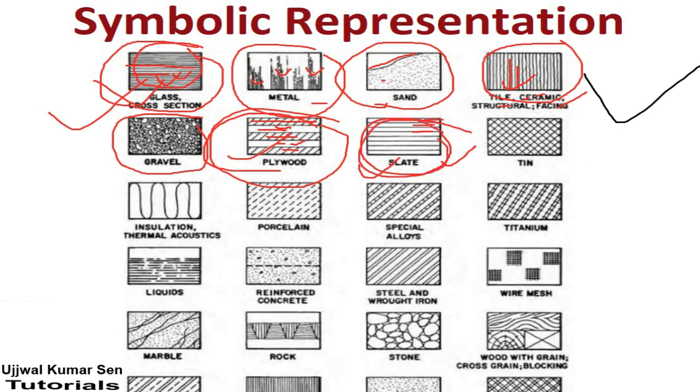Tin, this one is having what? Tin has a cross section, light. I can say that the cross section is rectangular. I mean, there is a rectangular section and it is inclined with each other, not horizontal, right? This one is for insulation.